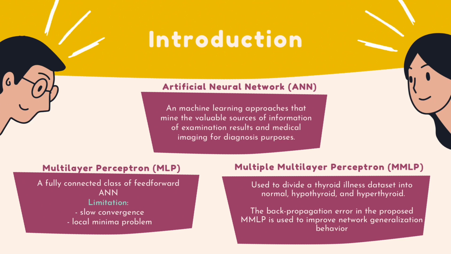Next, the multi-layer perceptron (MLP) is a fully connected class of feed-forward ANN. Despite the MLP's backpropagation accomplishment, there are still significant limitations such as low convergence and the local minima problem. And lastly, in this study, DMMLP, multiple multi-layer perceptron, is utilized to classify the thyroid disease sample into three main categories, which are normal, hypothyroid, and hyperthyroid. The backpropagation error in the proposed MLP is used to improve network generalization behavior.